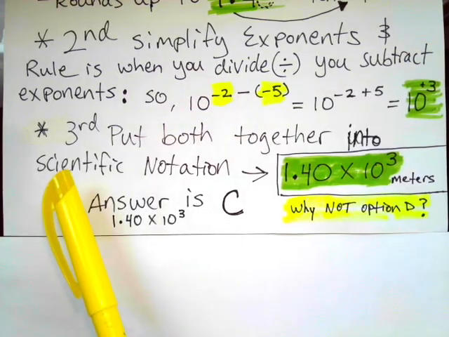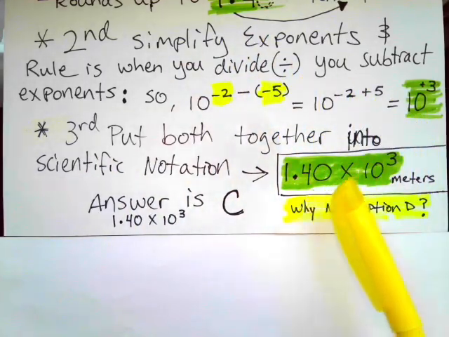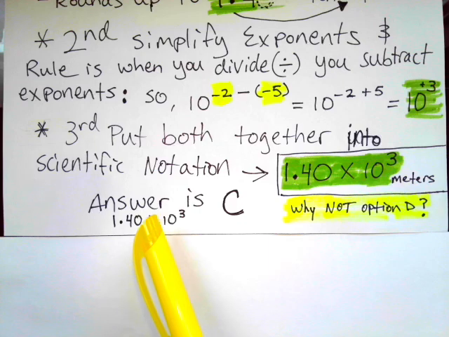All right, so the third part is, again, you want to put both of these together. 1.40 times 10 to the third power. The answer is C. We have it right here, 1.40 times 10 to the third power. It has been rounded up to the tenths place, which was part of it.